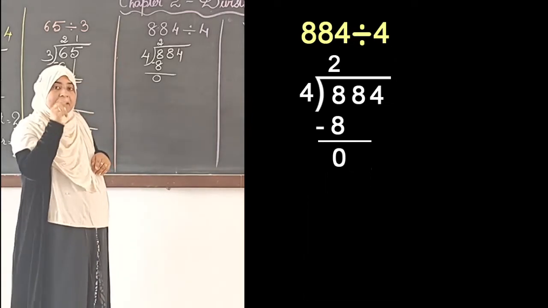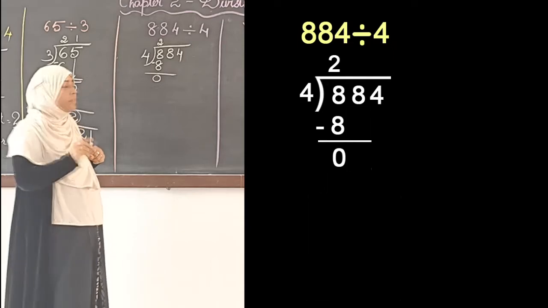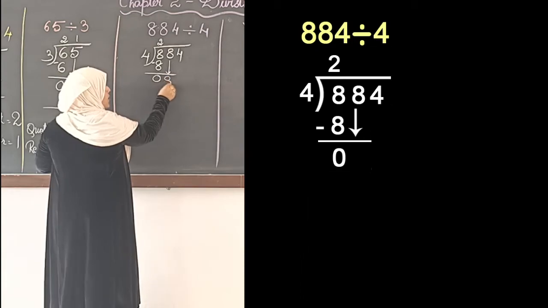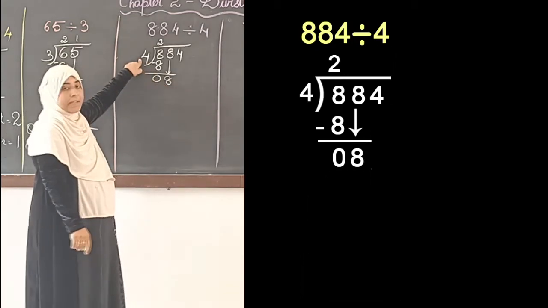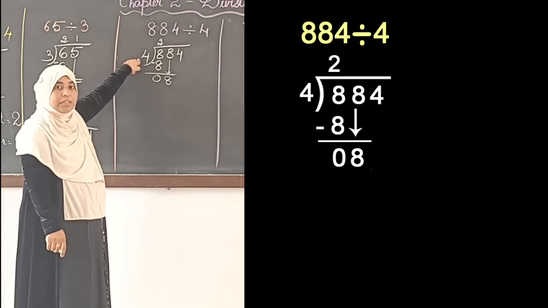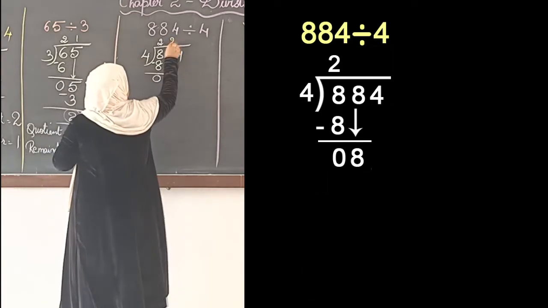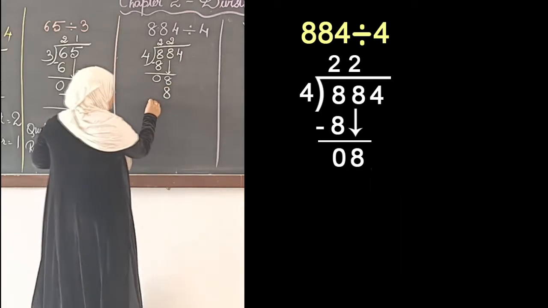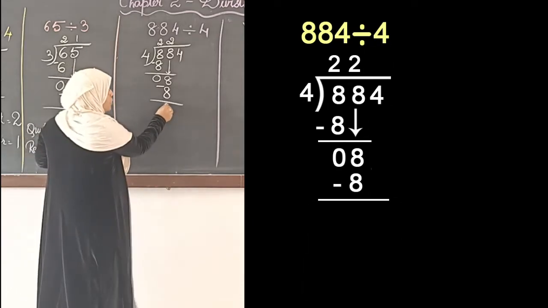Next we have to bring the second digit down. One digit at a time, I have told you. So we will bring just 1 digit down, that is 8. We will write 8 over here. Now we have to divide 8 with 4 again. In the table of 4 we have to look for 8. Again 4 2s are 8. Now again subtract. 8 minus 8 is 0.